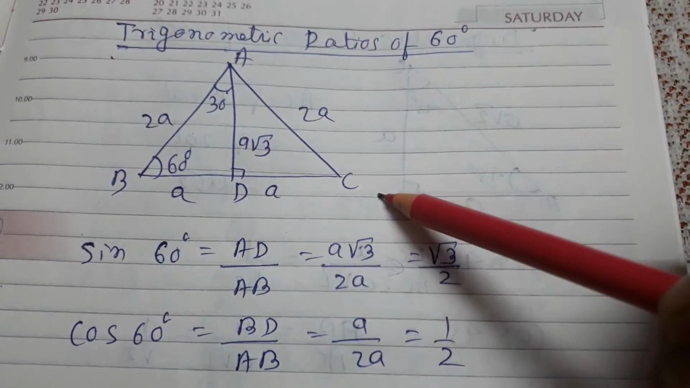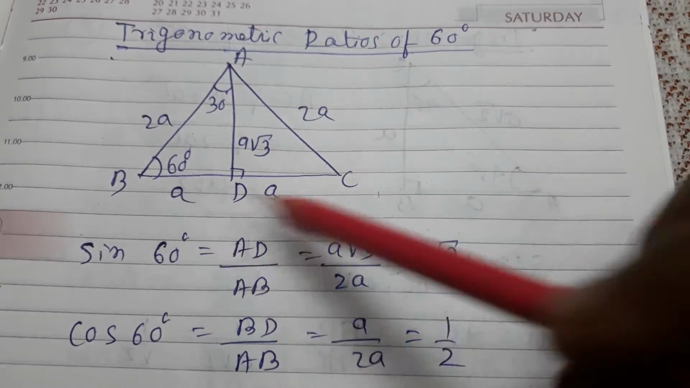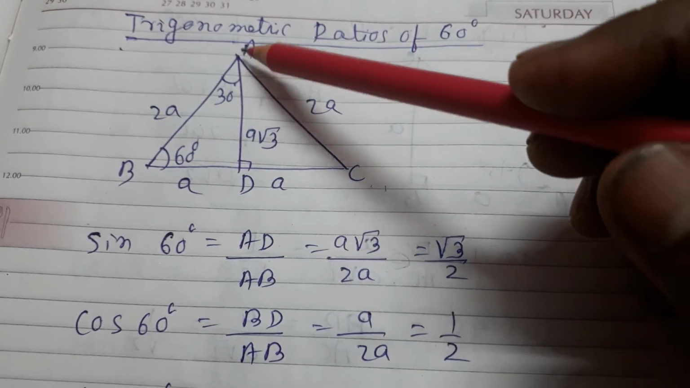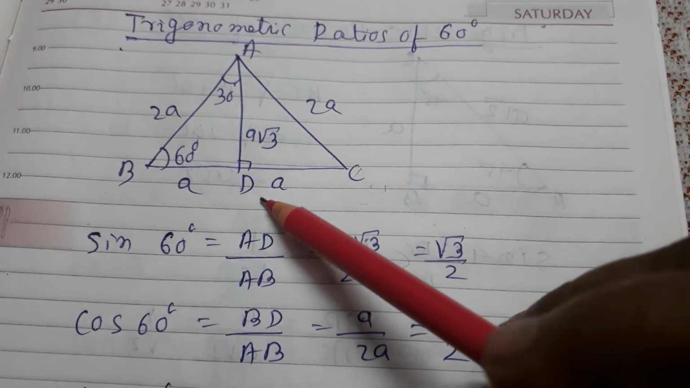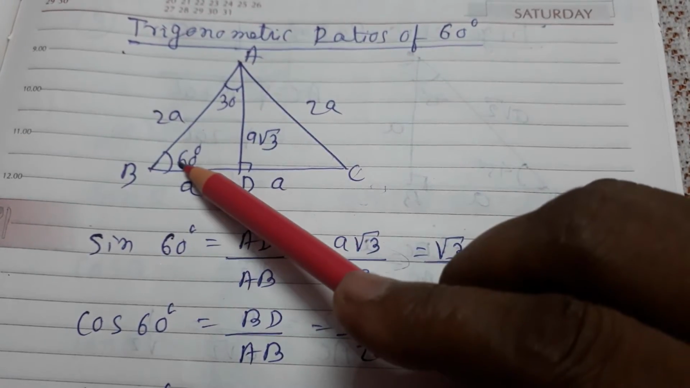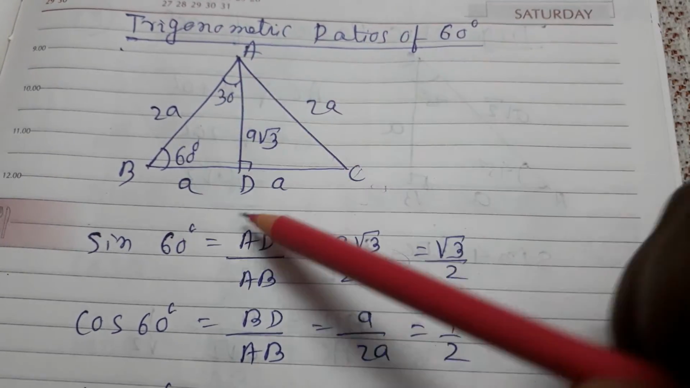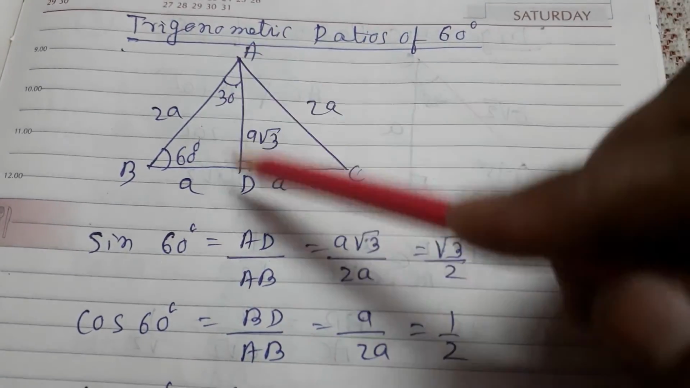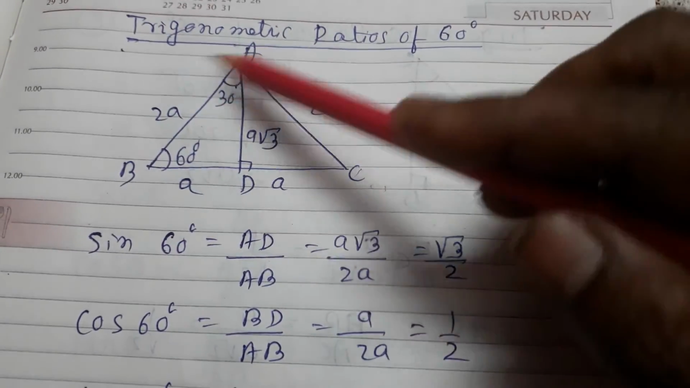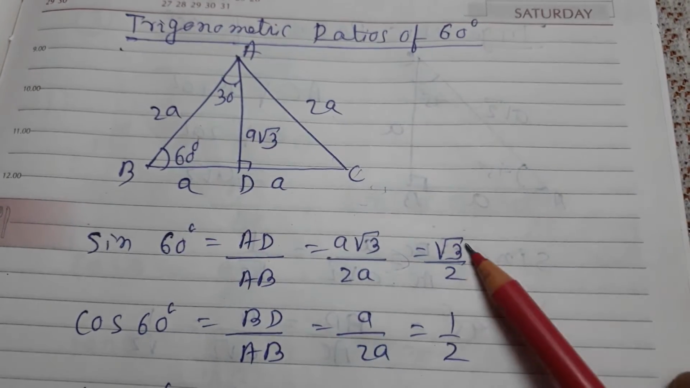Now trigonometric ratios of 60 degrees. ABC is an equilateral triangle. So each angle is 60 degrees and AB equals BC equals AC equals 2A, and this altitude AD bisects the base BC. So BD equals CD equals A. Same thing. Now this angle is 60 degrees. I have derived the value of AD, which is A root 3. So sin 60 equals AD by AB, perpendicular by hypotenuse. AD by AB, so A root 3 by 2A, that is root 3 by 2.